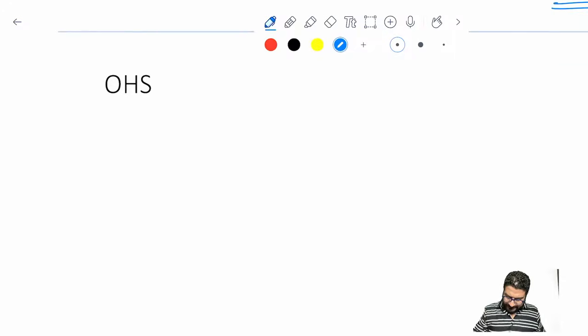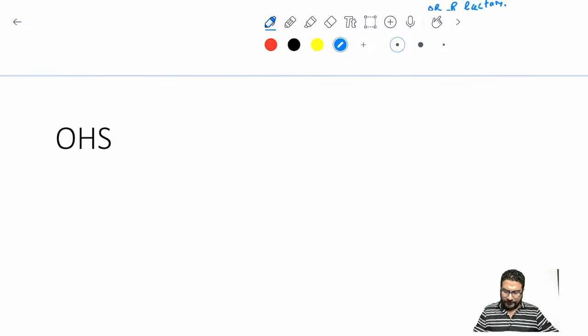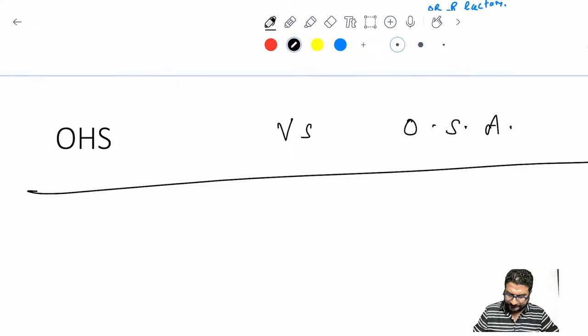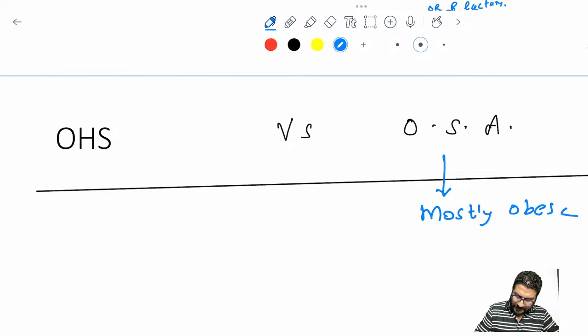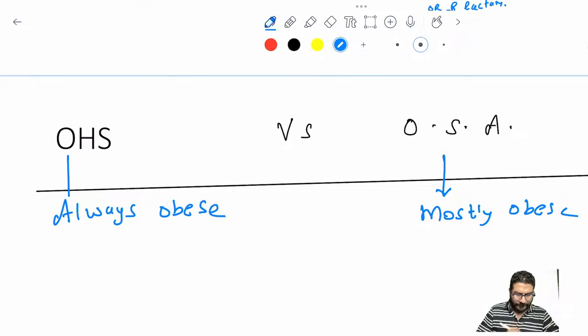Okay, now moving to OHS. OHS means it is obesity hypoventilation syndrome. So this you need to differentiate with OSA, obstructive sleep apnea. Now look, what is the difference between the two? There are certain differences in these two conditions. First is, here patient is mostly obese. The patient will mostly be obese. As the name says, obesity, here it is always obese. Patient will be always obese. Clear?